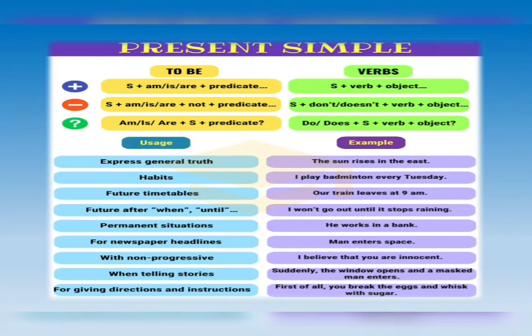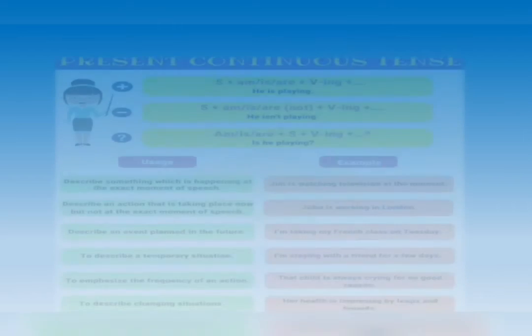This is the difference between the present simple and continuous. The present simple, in this case we have the verb to be or another verb. Remember, when we talk about the third person, it's necessary to use the letter S, okay? And here we have the usage to express something that is true. For example, the sun rises in the east. To talk about habits, number 2. For example, I play badminton every Tuesday. Future timetables, our train leaves at 9 a.m. Okay, so these are some of the usages of the present simple.